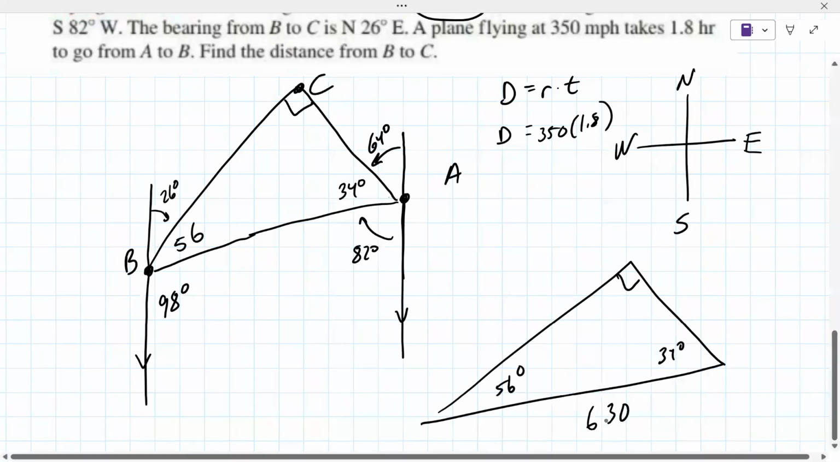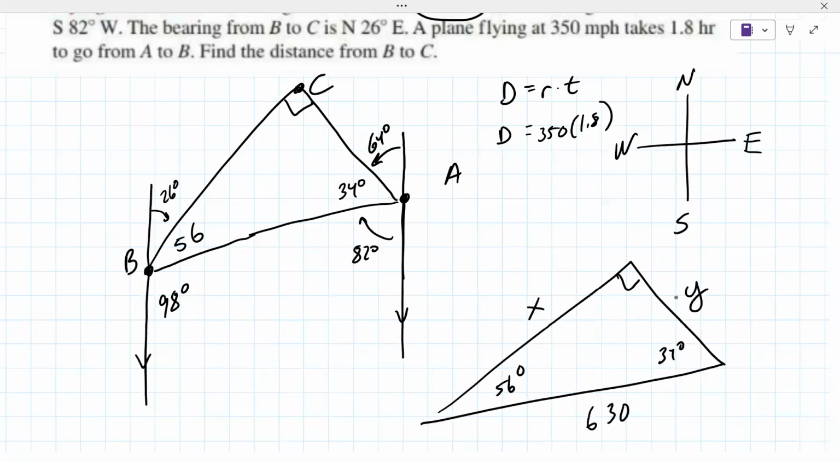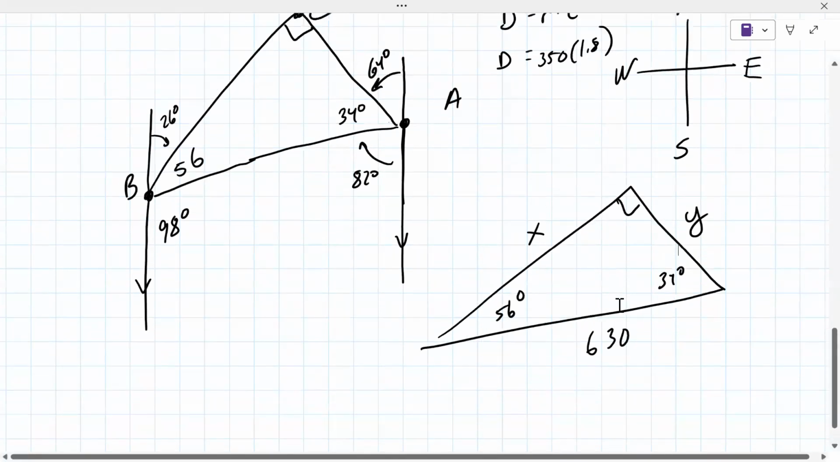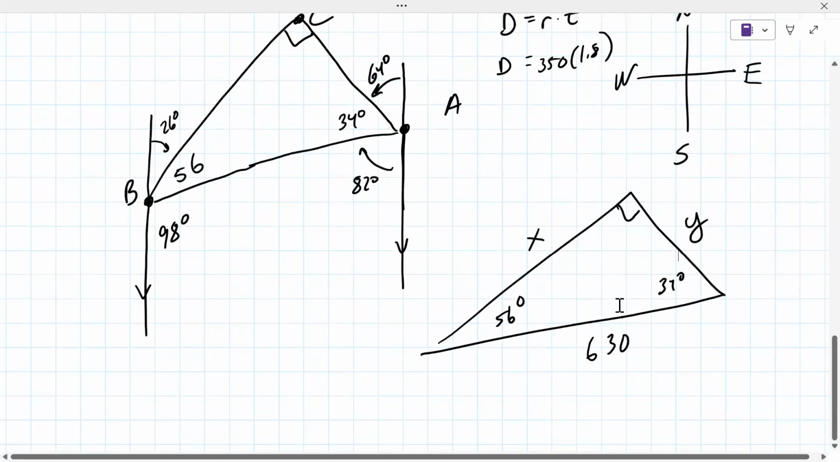All right, so now we want to find the distance from B to C. We could be asked for any of the distances, right? Like they want this one, X, you could be asked for Y. So this is a sine, cosine, or tangent problem. You can decide: if you use angle 56, it would be cosine. If you use angle 34, it's sine, your pick.